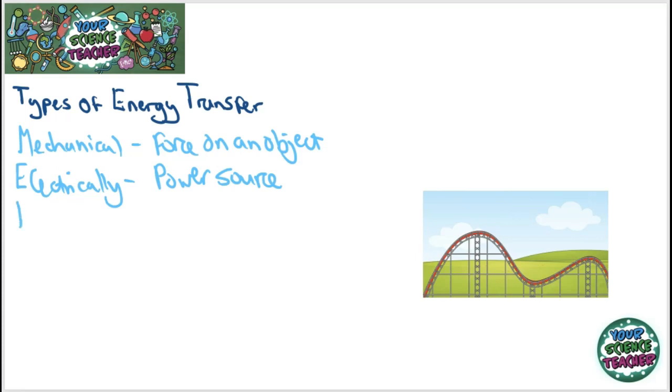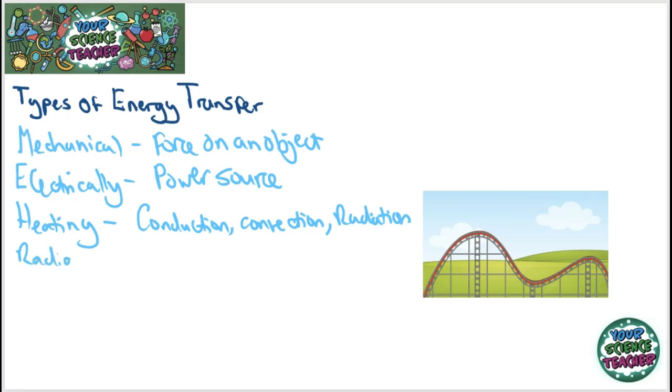Then we have heating, which is another way of transferring energy. And there are 3 examples of energy transfers by heating, and we're going to talk about them a little bit later on in the video. And they are conduction, convection, and radiation. And then finally, we have radiation, which can include light and sound to transfer the energy.